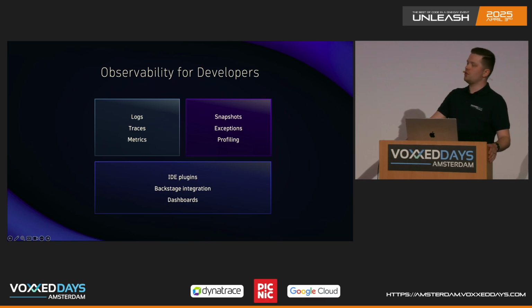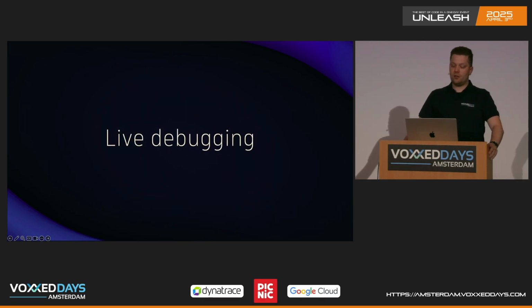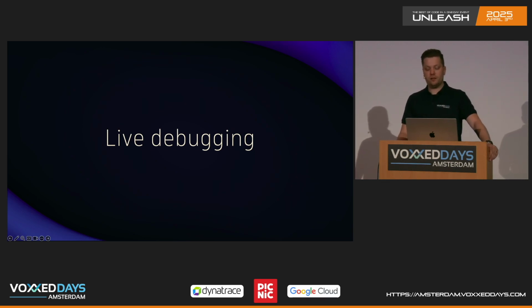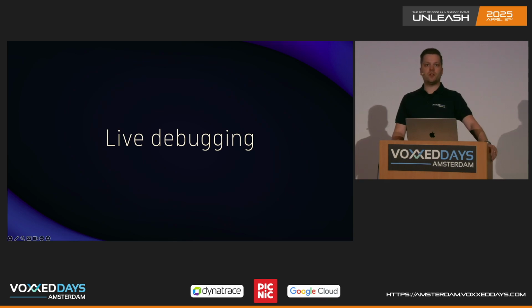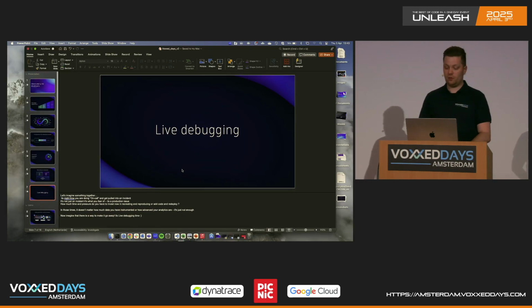Now I want to step back shortly to the snapshots, because snapshots are a part that we've recently added within what we call live debugging. So let's say you are on call and you get pulled into an incident, and it's not just an incident you fear, it's a production issue and you need to fix it swiftly. How much time and pressure do you have to invest now to recreate an issue and reproduce it, or add code, or redeploy? In those times, it doesn't matter how much data you have or how advanced your analytics are, most of the time it's not enough. So I wanted to take you through a live demo of how we see live debugging and how it can help you in your journey.